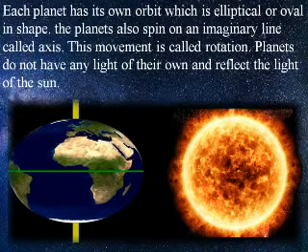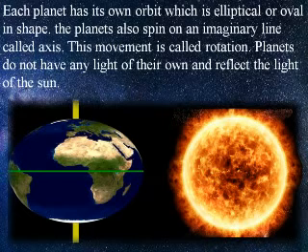The planets also spin on an imaginary line called axis. This movement is called rotation. Planets do not have any light of their own and reflect the light of the sun.